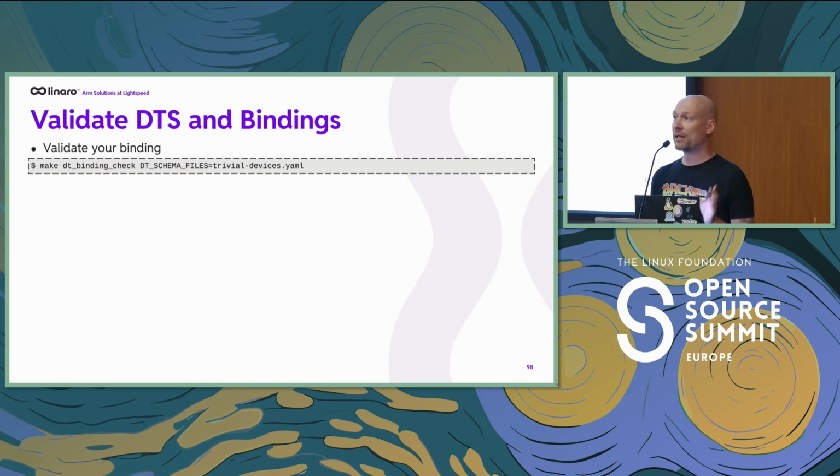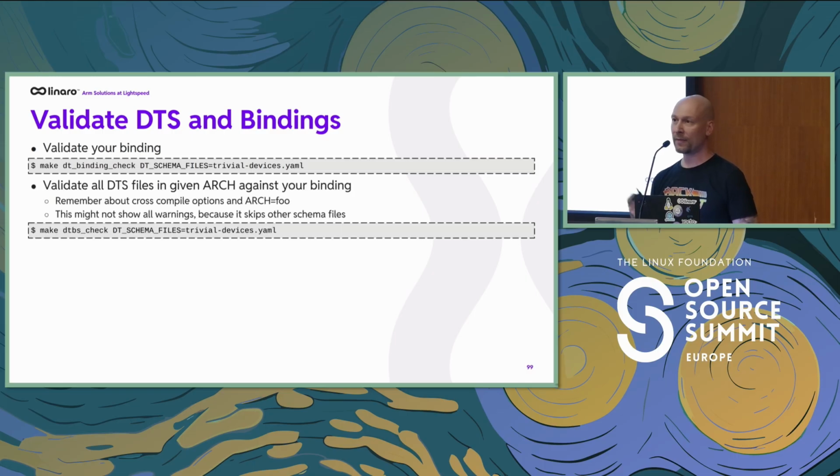So first of all, you can check whether the binding is correct, and this is the make target dt_binding_check. You can narrow it per the specific schema, or you can run it for the entire Linux kernel sources. You can also validate whether the DTS, so the sources, are conformant to the bindings. For this, you have dtbs_check. Here you have to remember that you need the cross-compile options or ARCH if you do it for some different architecture, right?